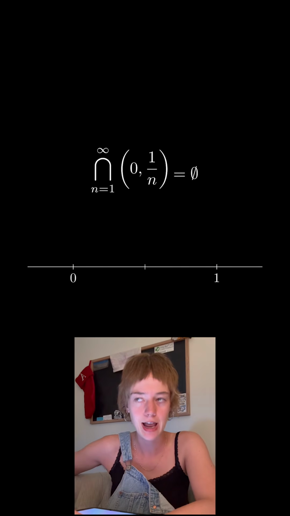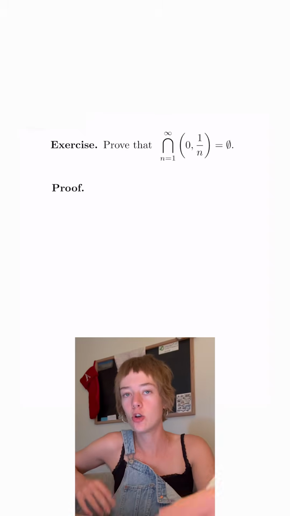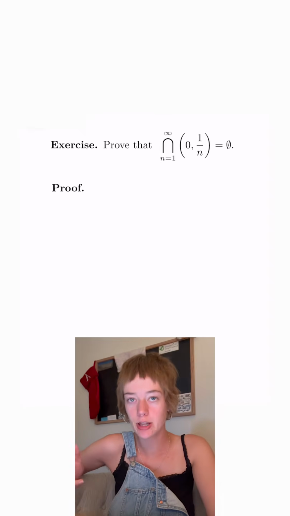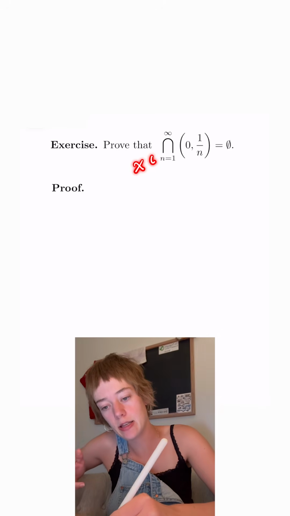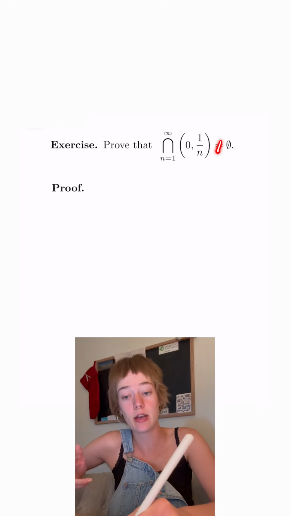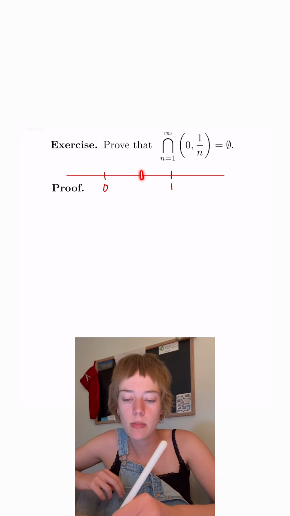The empty set. Don't believe me? Let's prove it. You don't believe me? Let's do this by contradiction then. So let's say that you are right and there is an element that does exist in this intersection. It is not empty. Let's call that element x.